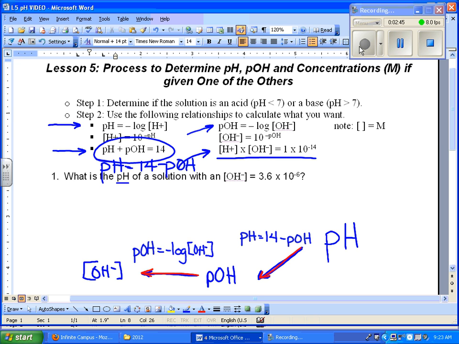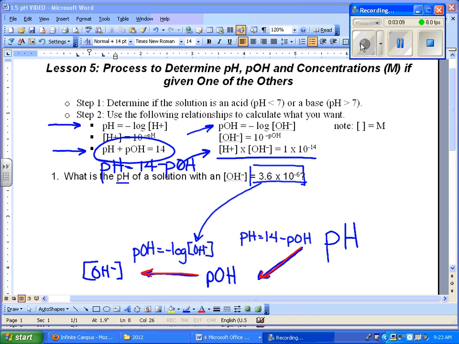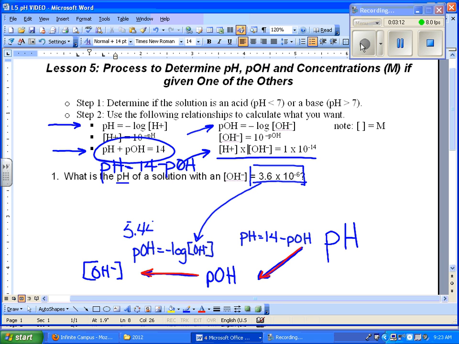So what I'm going to do is put in my calculator, however it works for you, minus log, and then my hydroxide concentration, 3.6 times 10 to the negative 6. I would put that number in here, and my pOH will turn out to be 5.44. Now I'm going to plug in my 5.44 here, and my pH turns out to be 8.56.